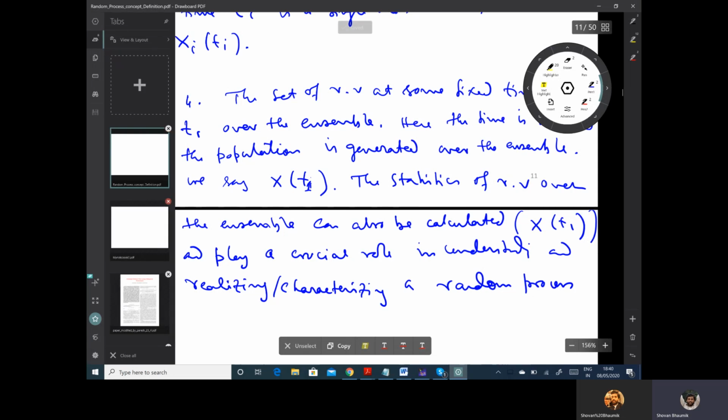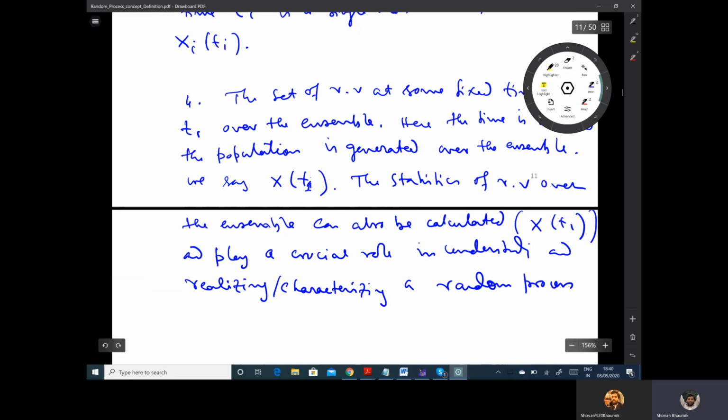So let's end here today. Next day we'll discuss the different classes of stochastic process: discrete and continuous time, discrete and continuous amplitude. How many ways we can classify a stochastic process, that we'll discuss in the next class.